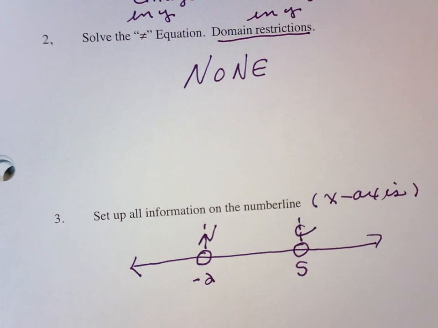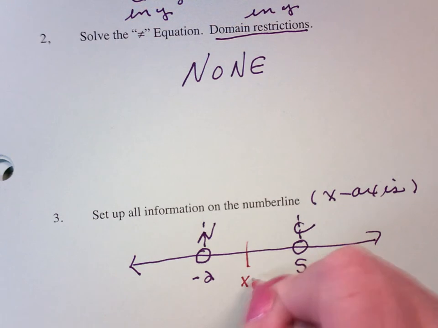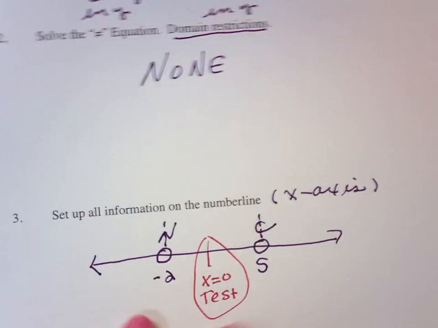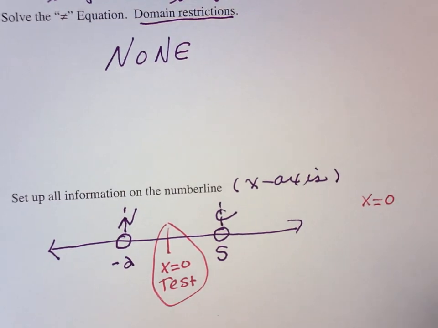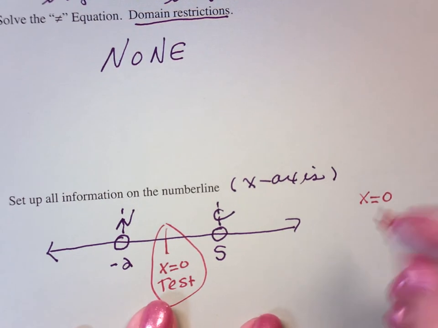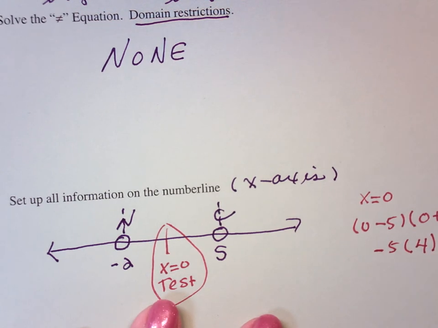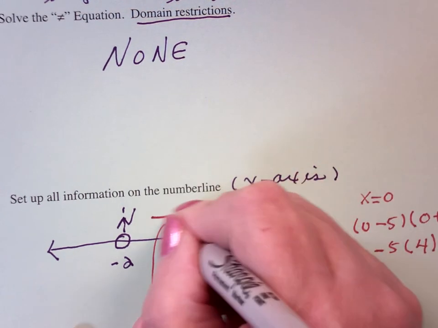Now, all I need is one test point. I'm going to pull my favorite. My favorite is x equals 0. That's going to be my test. And then it falls like a set of dominoes after that. So I want to know if x equals 0, am I looking at y positive or y negative in that region? Well, this would be 0 minus 5 times (0 plus 2) squared, which is minus 5 times +4. Is it a positive or a negative number? Negative. So that says y is negative here.